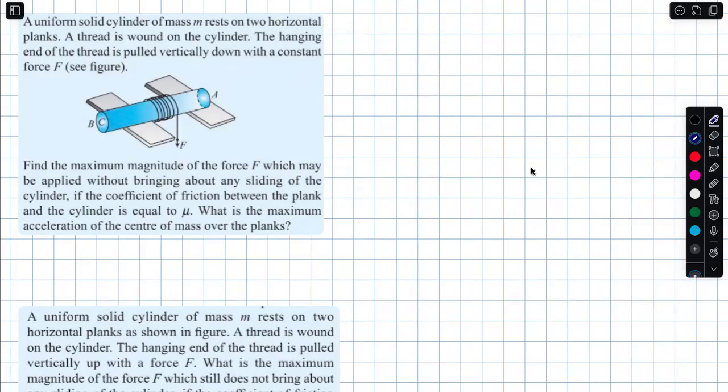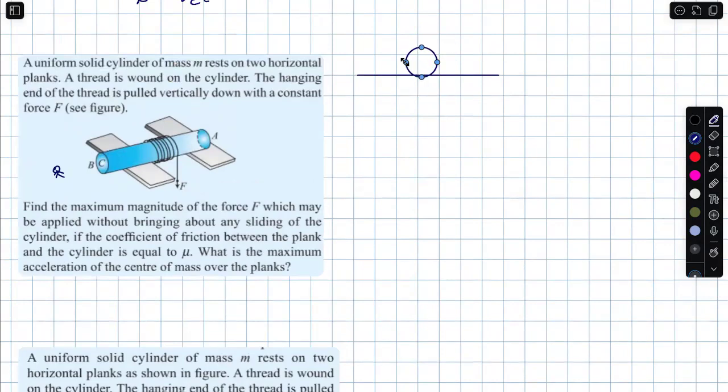A uniform solid cylinder of mass M rests on two horizontal planks. A thread is wound on the cylinder. The hanging end of the thread is pulled vertically down. Try to see the question from this side. When I see the question from this side, this is the plank, and that is the cylinder, and this is the force F.